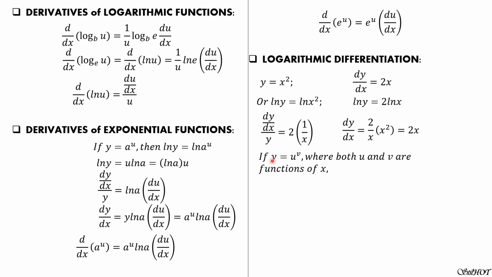So we take ln on both sides, ln of y equals ln of u to the v, and we write this as ln of y equals v ln of u. Then the right side is easily evaluated because this is just the derivative of a product, and these functions expressed as a product are easily evaluated because these are familiar functions.